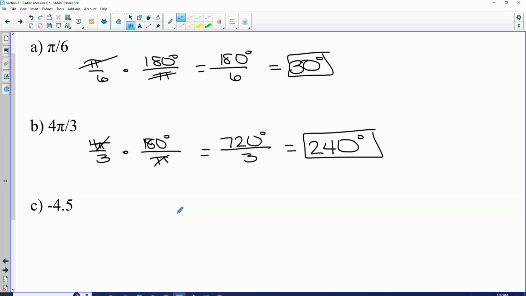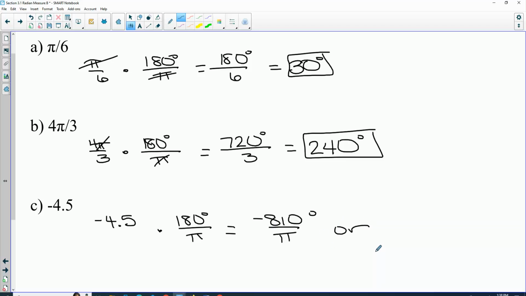Last one, negative 4.5. Remember, it doesn't have to have a pi in it to be radians. It just doesn't have a degree symbol. So even though there's no pi here, I'm assuming that is radians. So if you multiply by 180 over pi, you can do negative 4.5 times 180. And that gives us, what? Negative 810 over pi degrees.